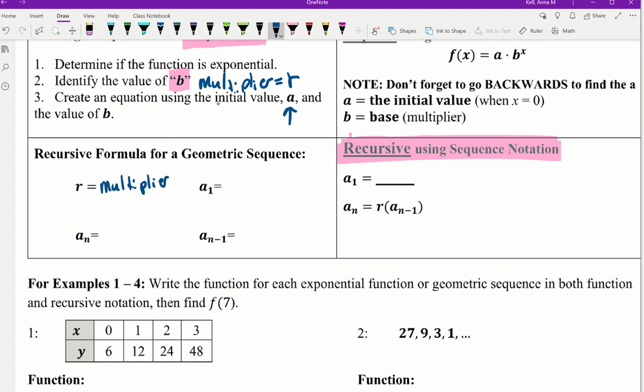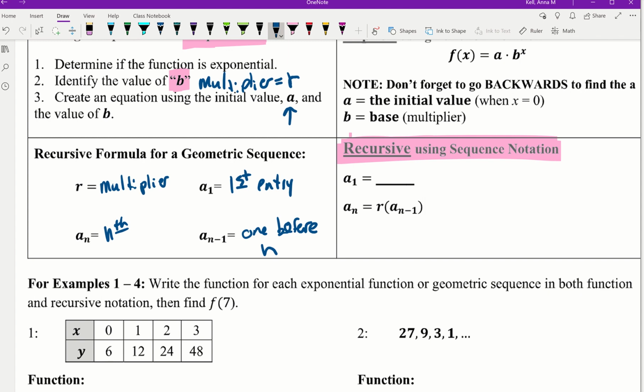A1 is the first entry. An is the nth entry. It could be 100th, it could be 1,000th. And A sub n minus 1 is the one before n. Okay, so let's go ahead and see if we can use this.